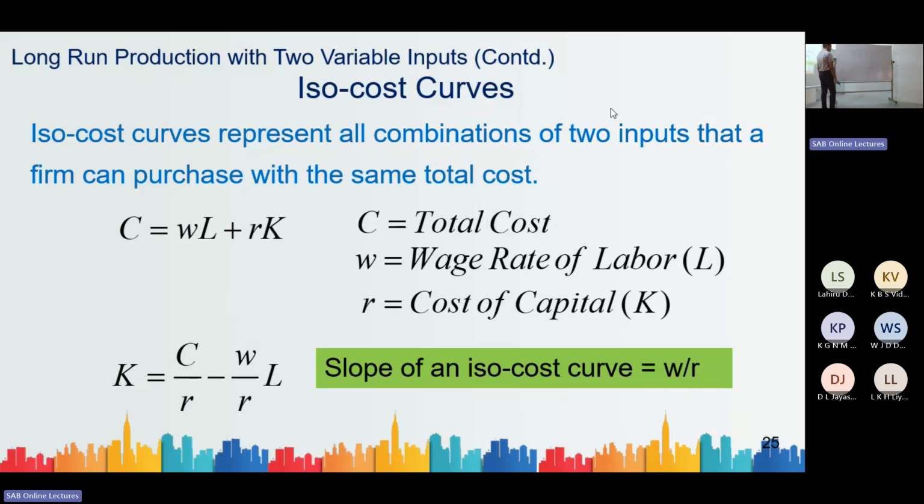This is the maximum amount of capital that can be bought with the total budget, and this is the maximum amount of labor that can be bought with the total budget. Simply by dividing total cost by the rental rate, you can find the maximum amount of capital. Simply by dividing the total cost by the wage rate, you can find the maximum amount of labor. So by combining these two points, you can derive the isocost curve. Clear?